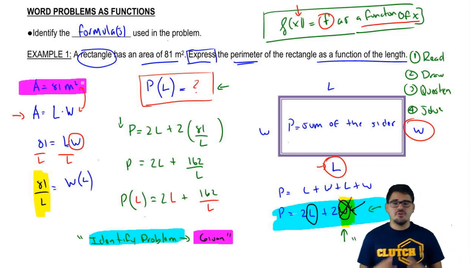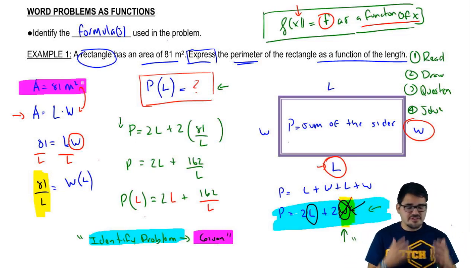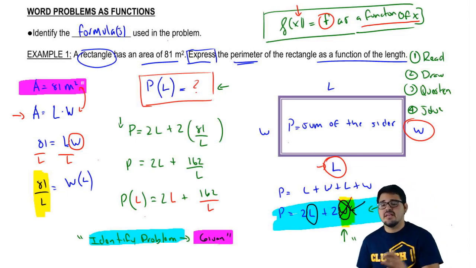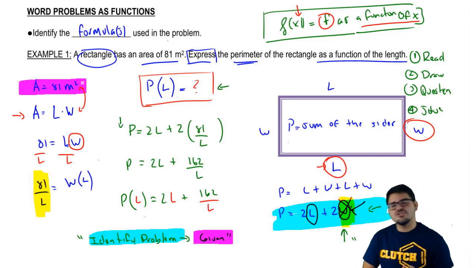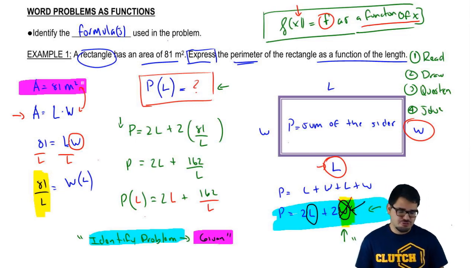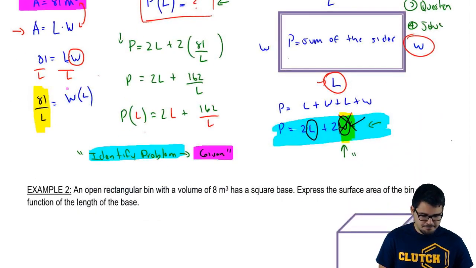So that's the idea, right? Once we run into the problem of, hey, I want to express my perimeter as a function of length, but I can't, I need to run to my given information, right? So if we run into an issue, we go to the given information. So let's use that method in order to solve the next problem here in example 2.